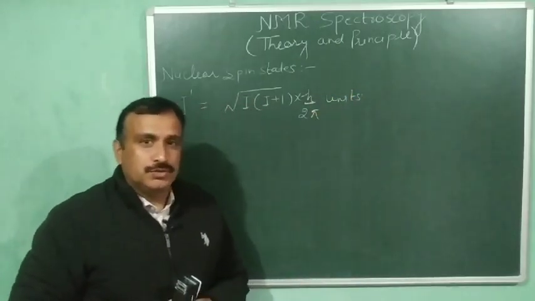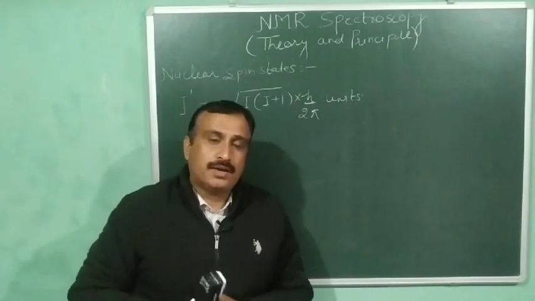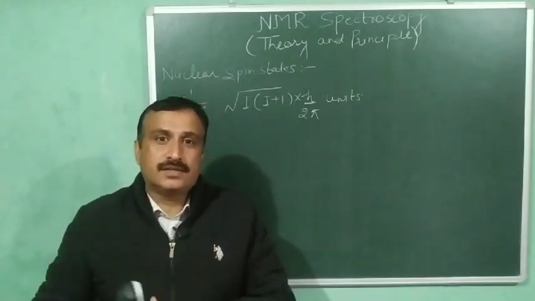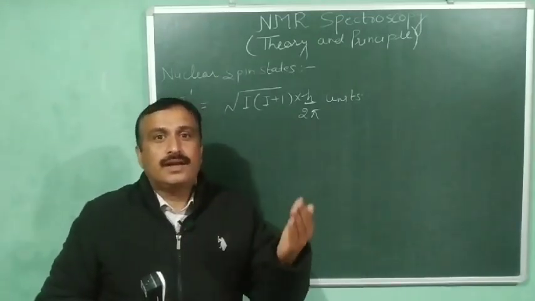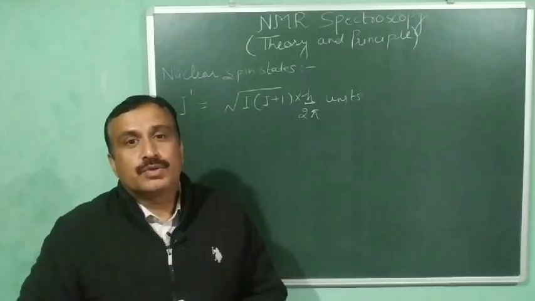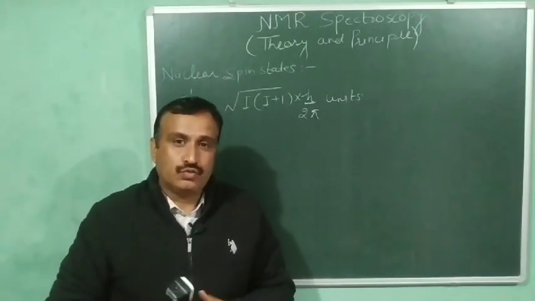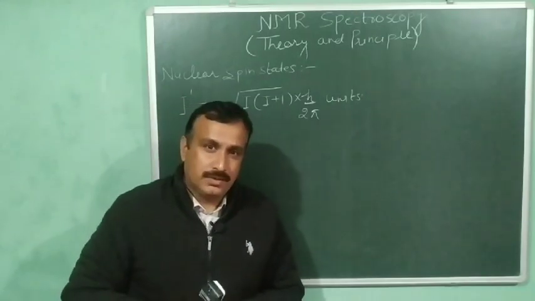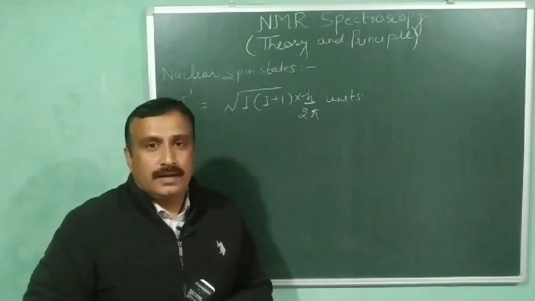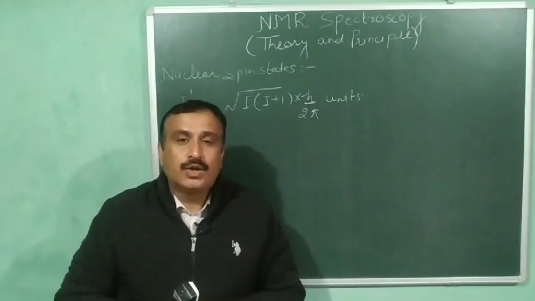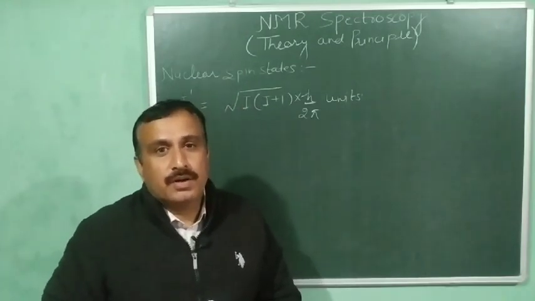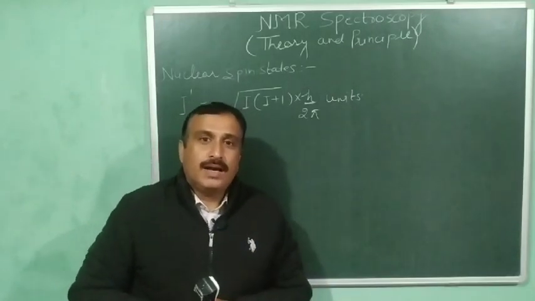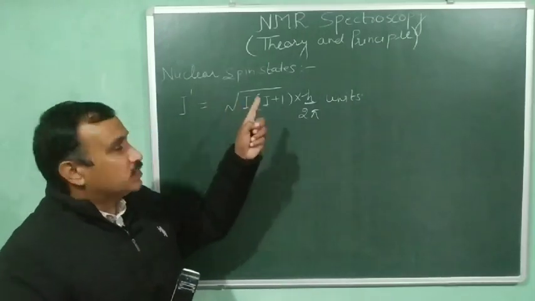I also told you that a charged particle which is spinning about its own axis generates a circular electric current, which in turn produces a magnetic field. So we can say that the nucleus of an atom behaves as a tiny bar magnet, because the nucleus contains charged particles, protons. Okay, so in this video I am going to discuss the nuclear spin states.